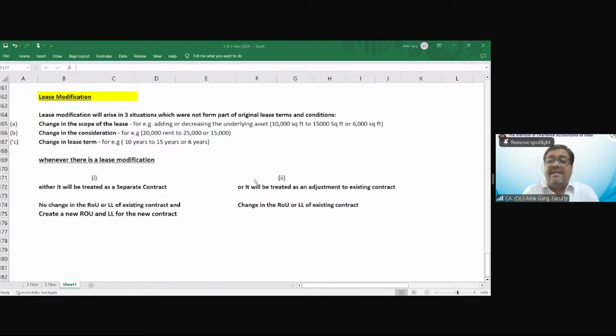Friends, in this case, is the additional scope at market rental? The answer is no. The additional scope is not at market rental. So it will be considered as an adjustment to the existing contract, right?